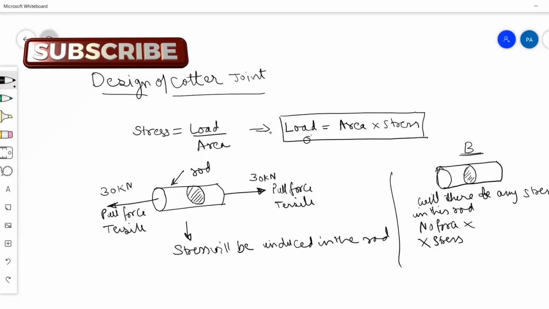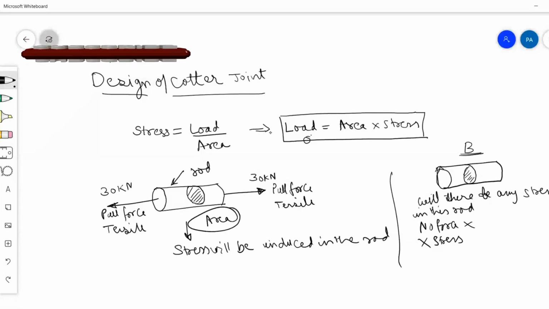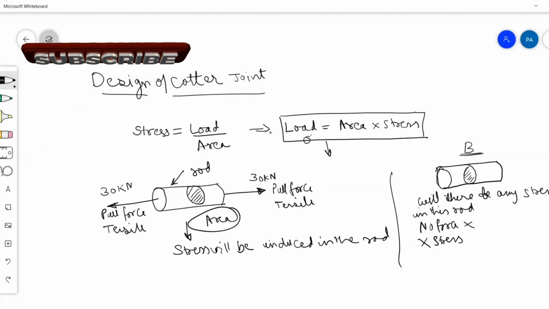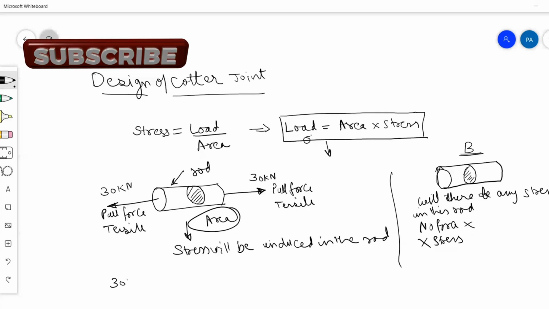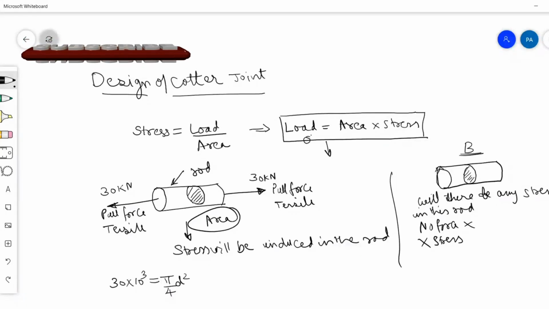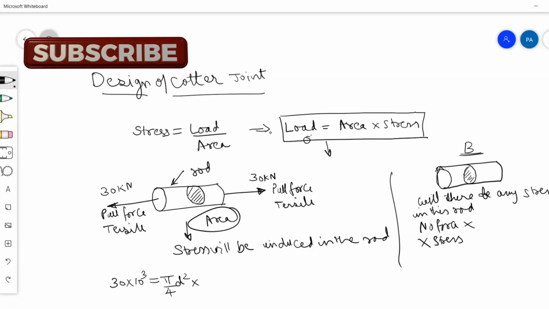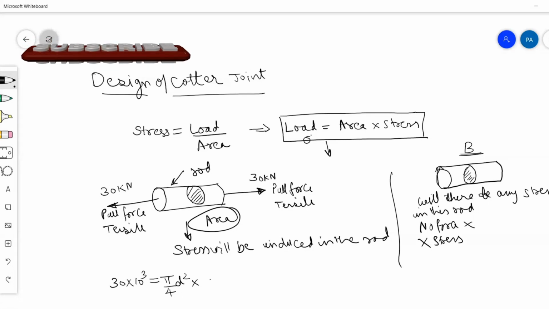And if you are asked to find the area of the rod, how will you find it? You will use this formula. Load is equal to 30 into 10 raised to 3. Since it is circular, I can write the area as pi by 4 d square into stress. Now can we find two unknowns from one equation? No. We need to know the value of stress, then only we can find the value of diameter.